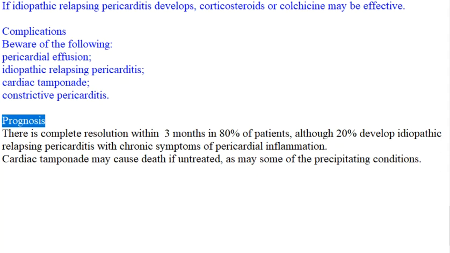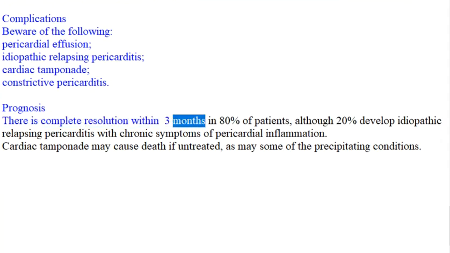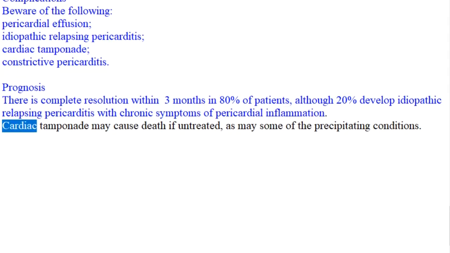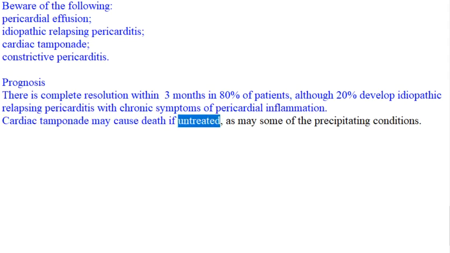Prognosis. There is complete resolution within 3 months in 80% of patients, although 20% develop idiopathic relapsing pericarditis with chronic symptoms of pericardial inflammation. Cardiac tamponade may cause death if untreated, as may some of the precipitating conditions.